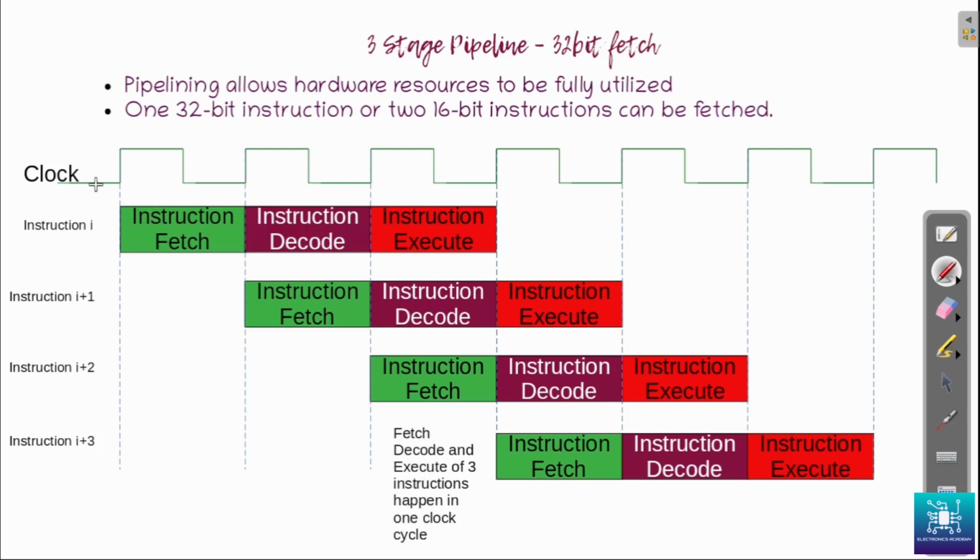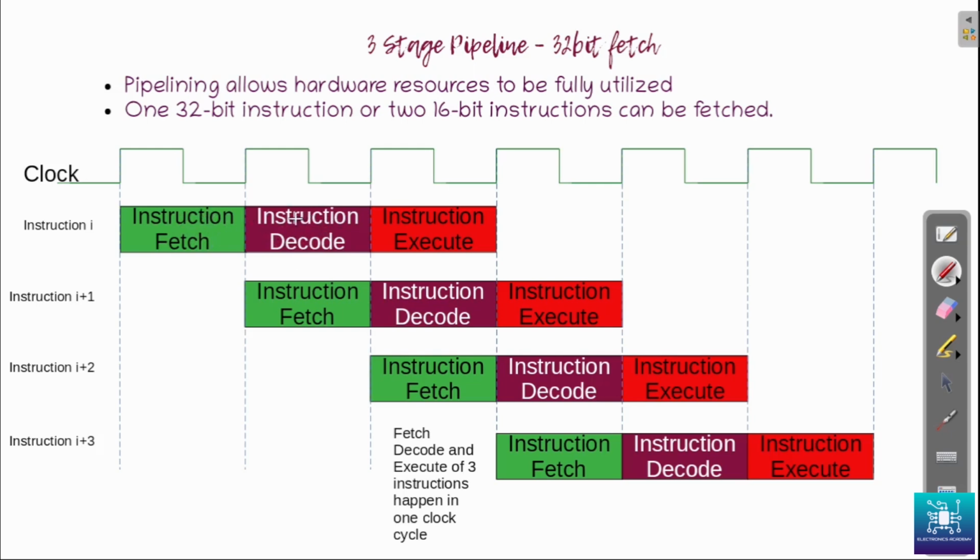So when the processor starts executing, it fetches the first instruction. This is considering the instructions are 32-bit, not 16-bit. So it fetches the first instruction in the first clock cycle. It has got nothing else to do there because it does not have anything in the pipeline at that point. Then in the second clock cycle, this instruction that it has fetched, it starts decoding.